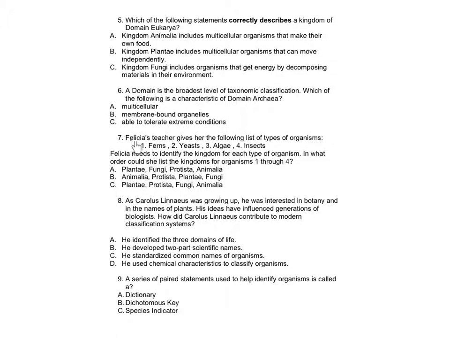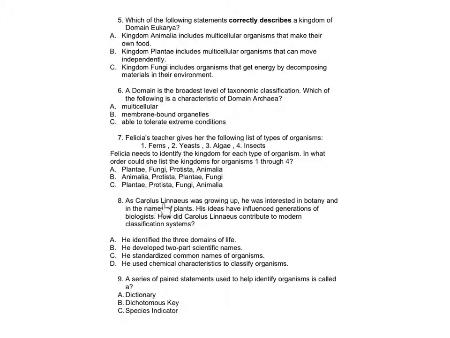Number 7. Felicia's teacher gives her the following list of types of organisms. 1. Ferns. 2. Yeasts. 3. Algae. 4. Insects. Felicia needs to identify the kingdom for each type of organism. In what order could she put the kingdoms for organisms 1 through 4? A. Plantae, fungi, protista, animalia. B. Animalia, protista, plantae, fungi. C. Plantae, protista, fungi, animalia.